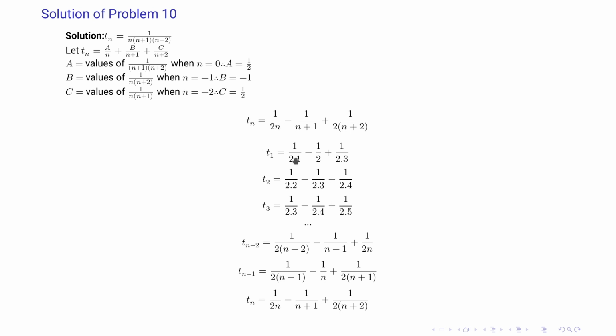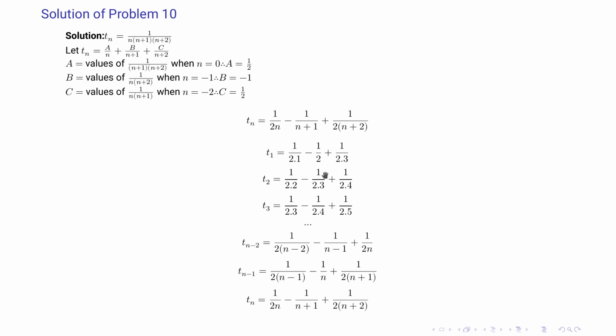Now if you look carefully, this 1 by 2 into 1, minus 1 by 2, and this 1 by 2 into 2 will not get cancelled. But okay, there is an error here. This is wrong. Why this is wrong is, this is 1 by 2, but this should be 1 by 3, this should be 1 by 4, not 2 into. So this is 1 by 3 and this is 1 by 4, because our second term is 1 by n plus 1.